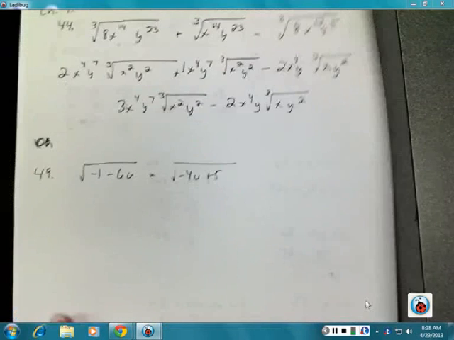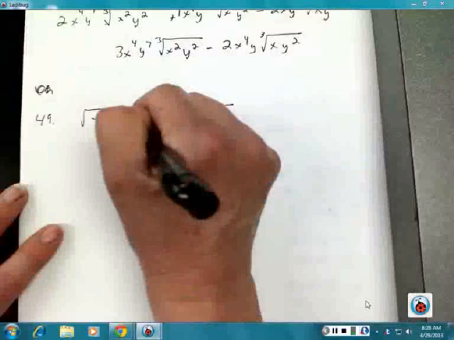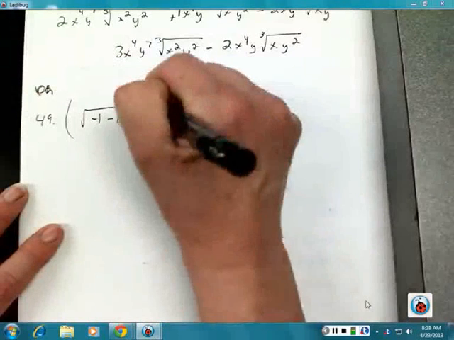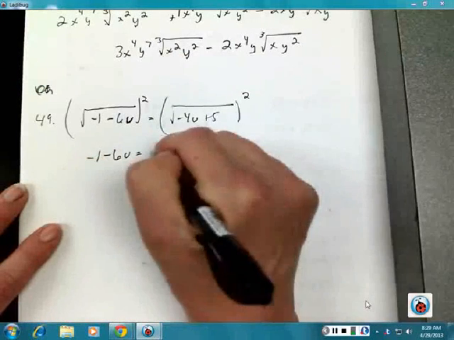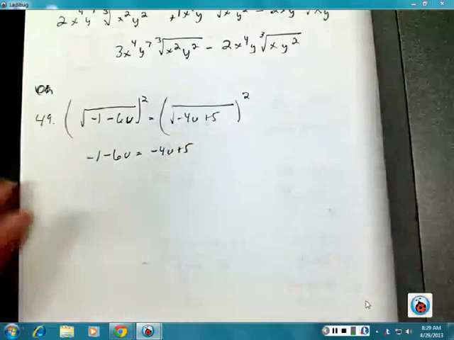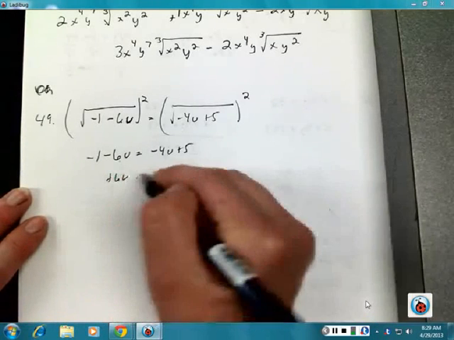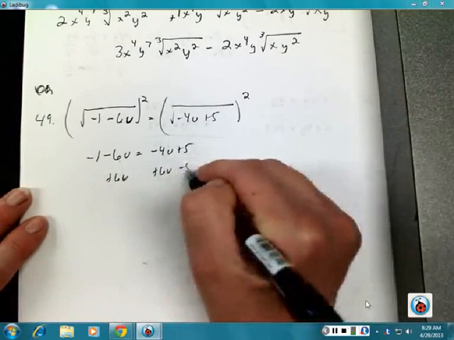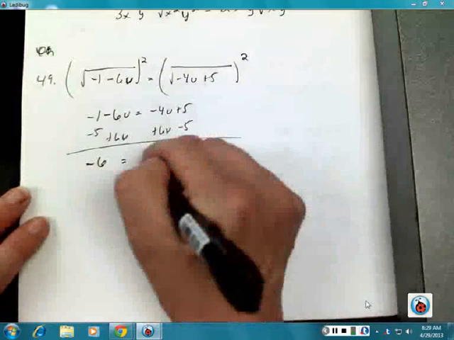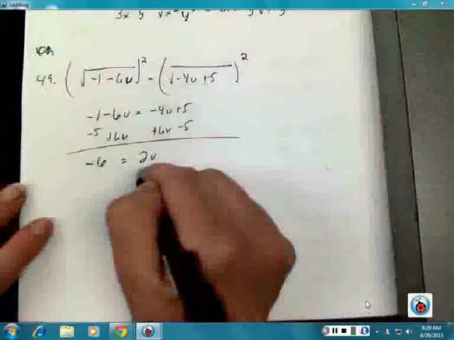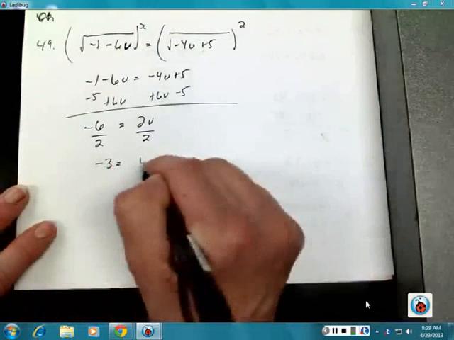Well, when you have radicals on both sides, how do we get rid of them? Square them. Mm-hmm. So I'm going to take this side and square it, and I'm going to take that side and square it, and the only thing that happens is the radical disappears. Okay? Now I got to get all my v's together in my numbers, so I can add 6v to both sides, subtract 5, and I get a negative 6 is equal to 2v, divide by 2, and 6 divided by 2 is a negative 3, equals v.